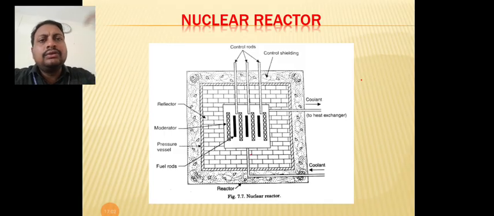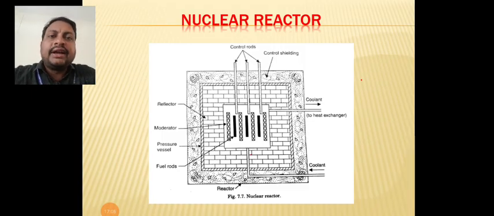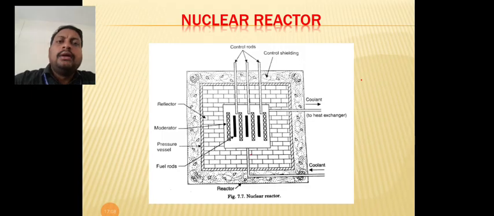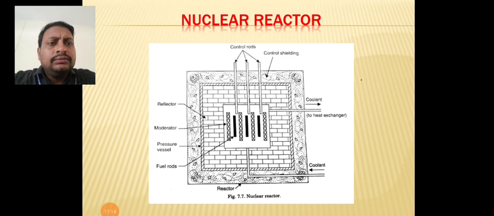That steam goes to the turbine, then the turbine starts rotating and generates mechanical energy. Further, it is converted into electric energy by using generators. So what happens in the nuclear reaction? Fission takes place in the nuclear reactor core.